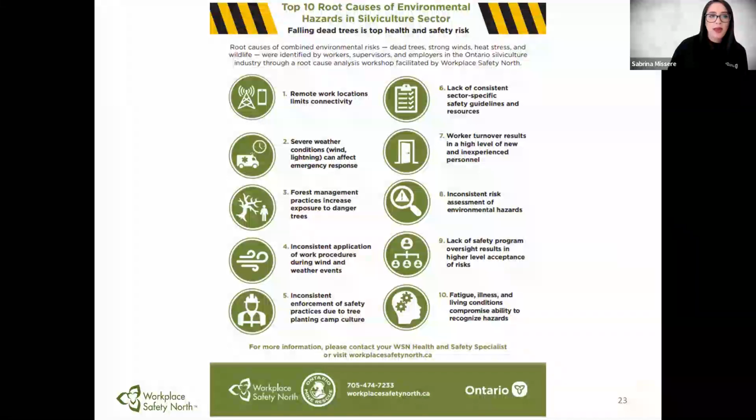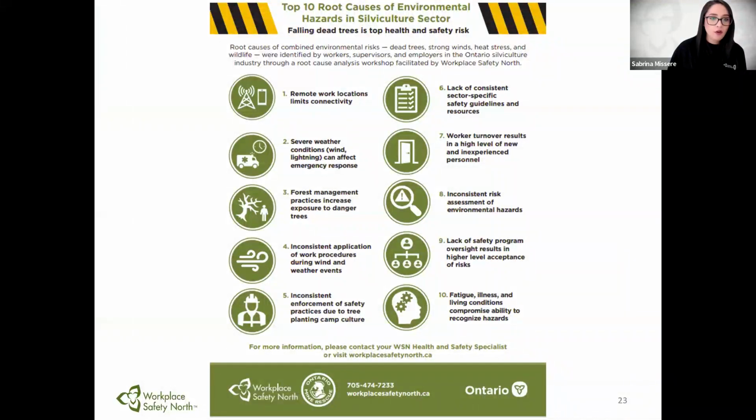We did develop an infographic for our top 10 root causes, and this is going to be new. You will be able to find this on our website, and Paige will be sharing this resource with the group that was able to attend the webinar today. Again, please feel free to utilize this resource in discussions with your workplace and amongst your colleagues within the sector.